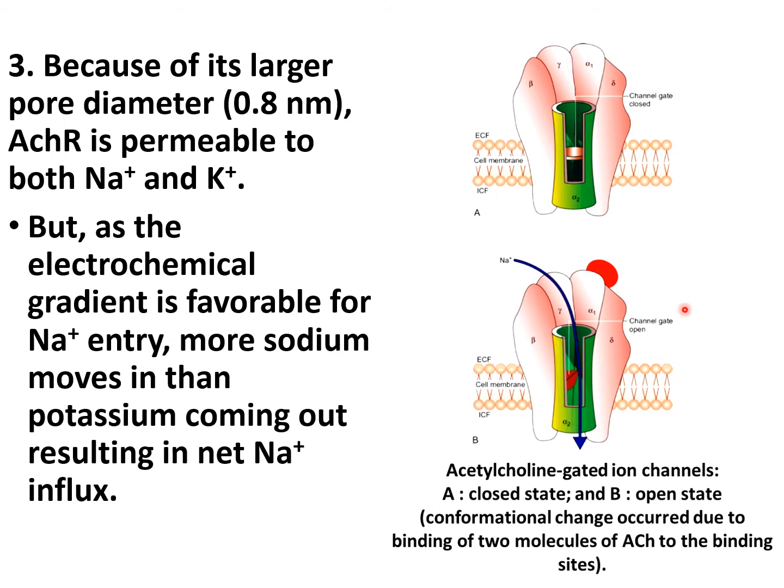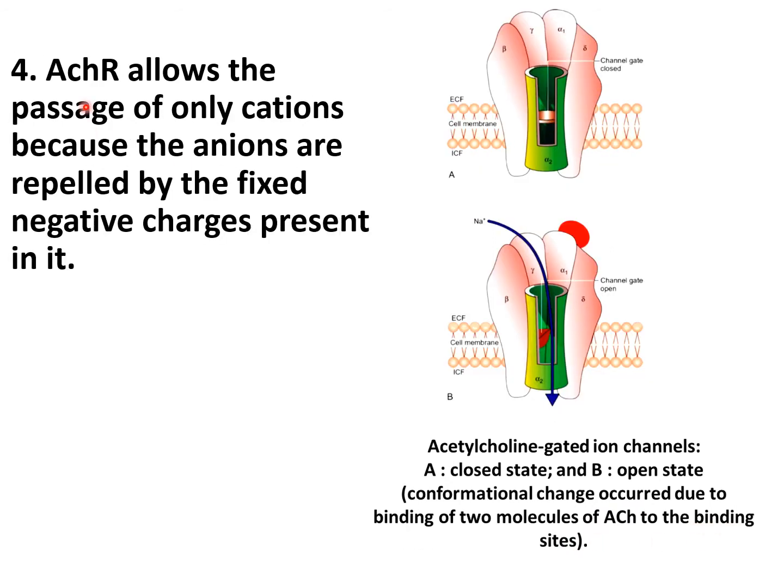In this figure, A is the closed state and B is the open state, showing the conformational change that occurs due to binding of the two molecules of acetylcholine to the binding sites. The acetylcholine receptor allows the passage of only cations, because anions are repelled by the fixed negative charge present in it.